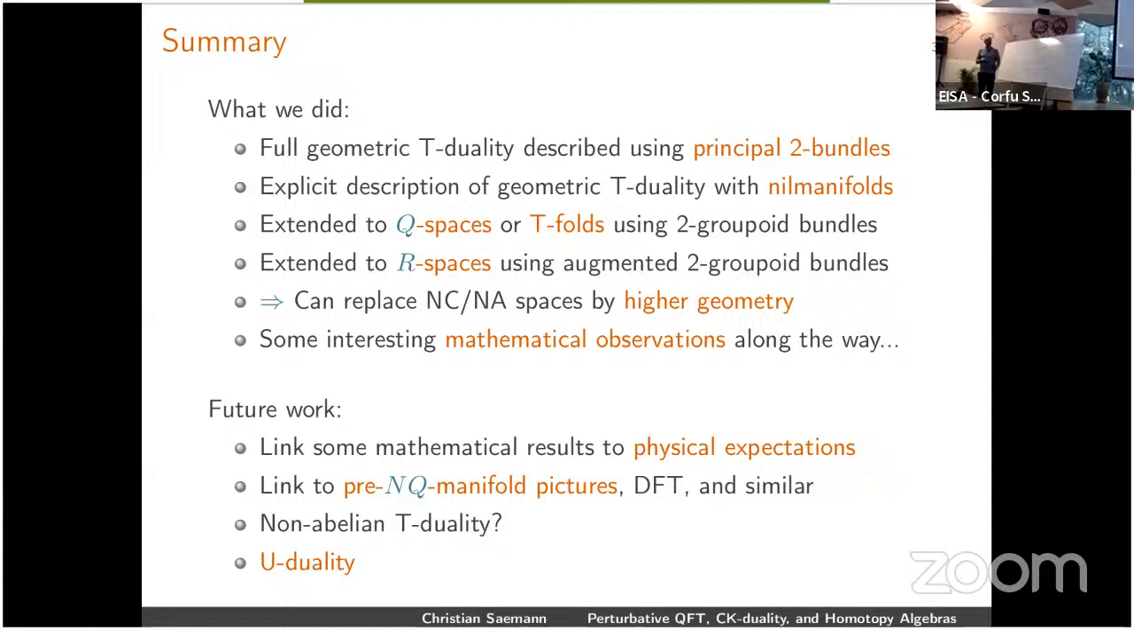So if you remember Friedrich's talk yesterday, he worked with NQ manifolds. And as an NQ manifold picture for DFT and generalized geometry, we need to link this much more to this. There's a question whether you can do non-abelian T-duality in this picture. But what we are doing at the moment, we're trying to push this up to U-duality. That's the obvious goal. Because then you can define something like topological U-duality and so on, all in terms of these higher bundles, right? So there are more or less clear generalizations, but there's a lot of work to be done. So this is just the very beginning of all of that.